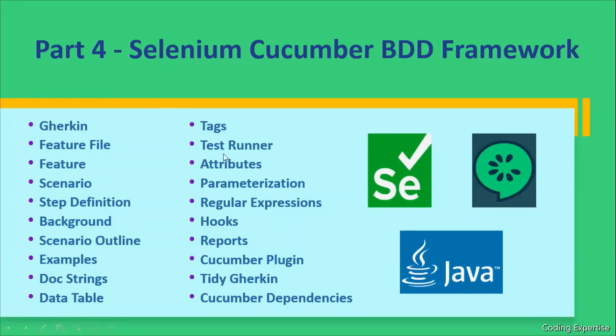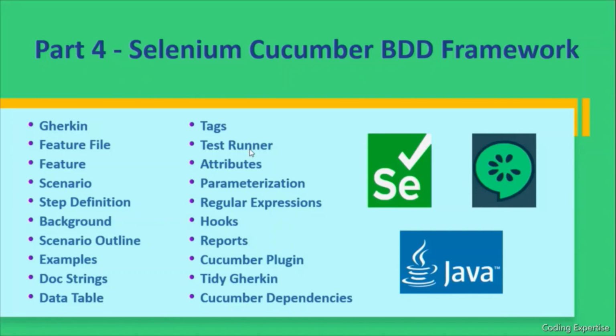The next one is test runner. It provides a link between the feature file and the step definition file. It basically contains a path of the feature file and the step definition file. We can run the Cucumber test either using JUnit test runner or with TestNG test runner.